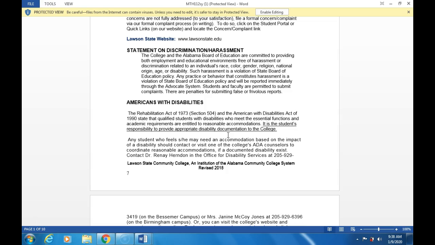Now, this is important. I don't want to minimize this, but I don't want to overemphasize either. Discrimination, harassment. I've been teaching here almost totally in this room.